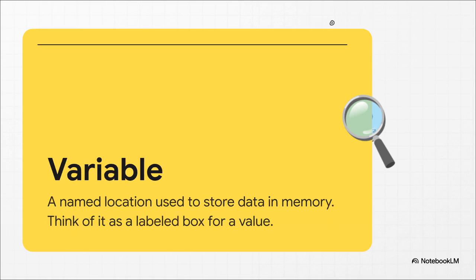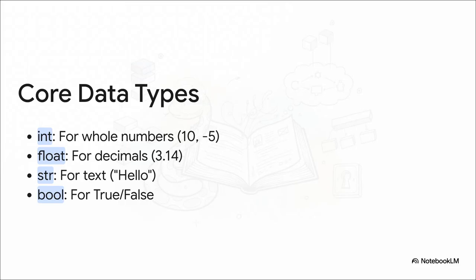Now, to store our data, we use variables. And honestly, the easiest way to picture a variable is just as a labeled box. You give the box a name, and then you can pop some data inside it, a number, some text, whatever. It's a really simple but incredibly powerful way to manage information in your code. And these boxes, they're designed to hold different types of data. The four big ones you've got to know are int, for whole numbers, float, for numbers with a decimal point, str, for any kind of text, and bool, which is just for true or false.